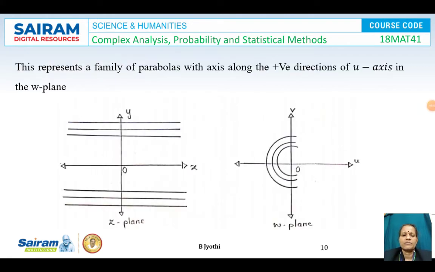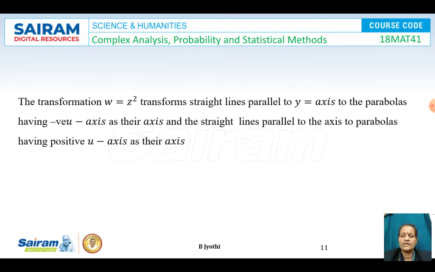So it is represented by the diagram. It is along the positive direction of the u axis, we can see here. So the conclusion here is the transformation w is equal to z square transforms the straight lines parallel to the y axis to the parabolas having negative u axis as their axis, and the straight lines parallel to the x axis to the parabolas having the positive u axis as their axis. That is the conclusion we can draw from the transformation.